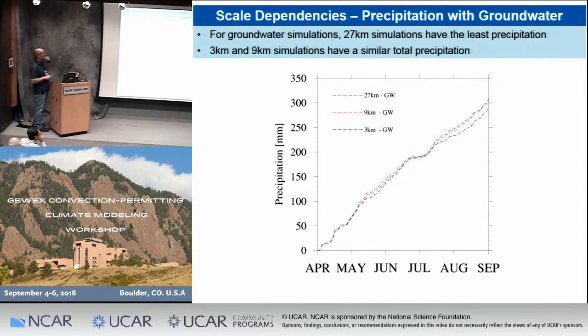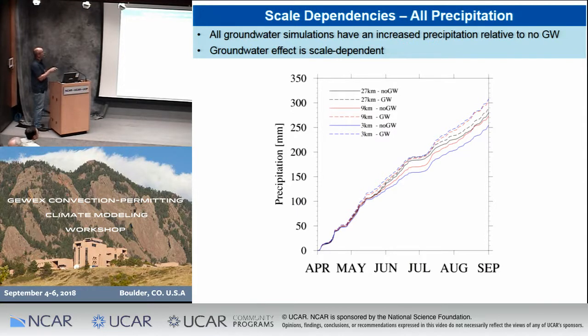If we add the groundwater in, this is showing the groundwater results here, and the lower line is actually the 27 kilometer run, and the 3 and the 9 kilometer runs have slightly more precipitation than the coarser simulation. So adding the groundwater, there's a slight bit of a difference. We probably need to run some more simulations to have some confidence in this, but at least these show that the higher resolution runs with groundwater are producing more precipitation.